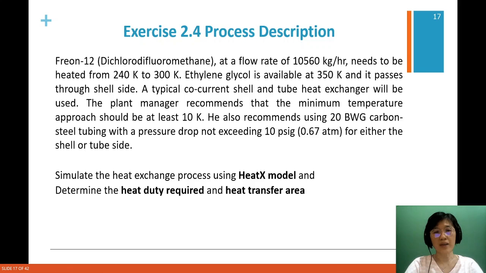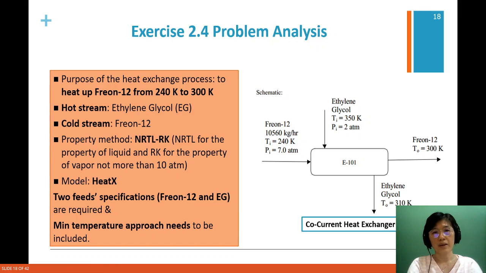So now your task is to simulate the heat exchanger process using the HeatX model and determine the heat duty required and the heat transfer area. Let's analyze the problem before we start solving it. The purpose of this heat exchange process is to heat up fuel 12 from 240 Kelvin to 300 Kelvin. So you must know what the objective of your heat exchanger is. And the hot stream here is ethylene glycol, and the cold stream here is fuel 12.